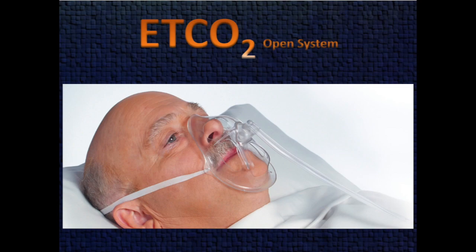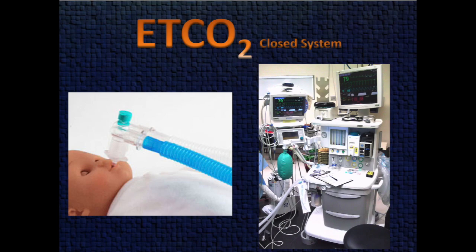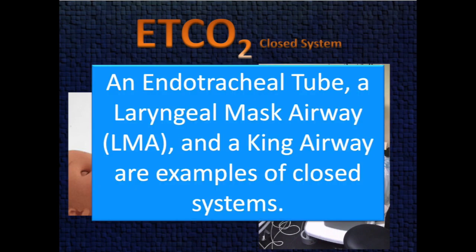There are two types of systems. If you look at this gentleman wearing the mask, you notice there's a chance that he's going to entrain or bring in room air. So that's called an open system. The person breathing with the nasal cannula is also breathing in room air. That's an open system. If someone's got an endotracheal tube or an LMA or a King airway, that is called a closed system. They're only breathing the gases that we're giving them.